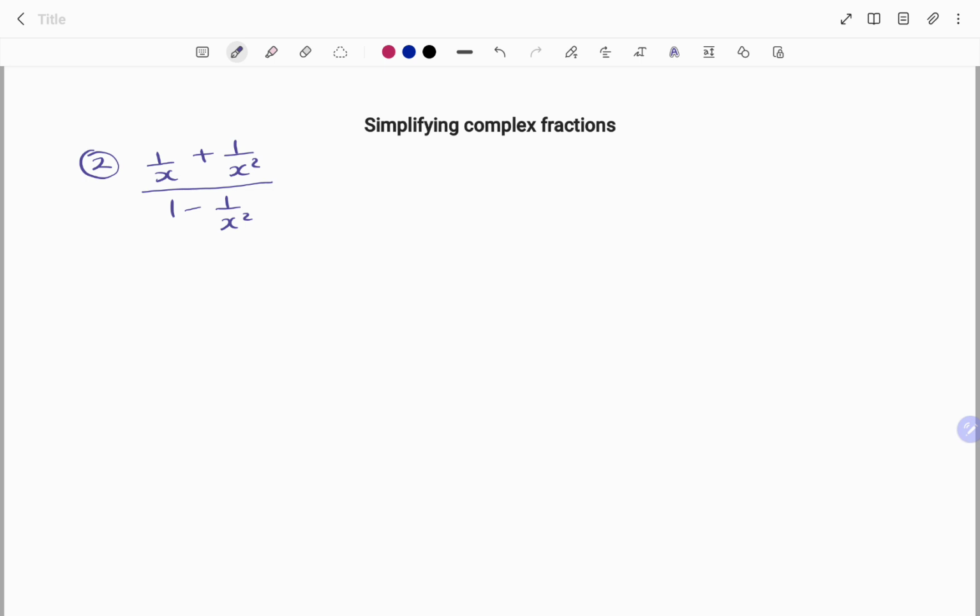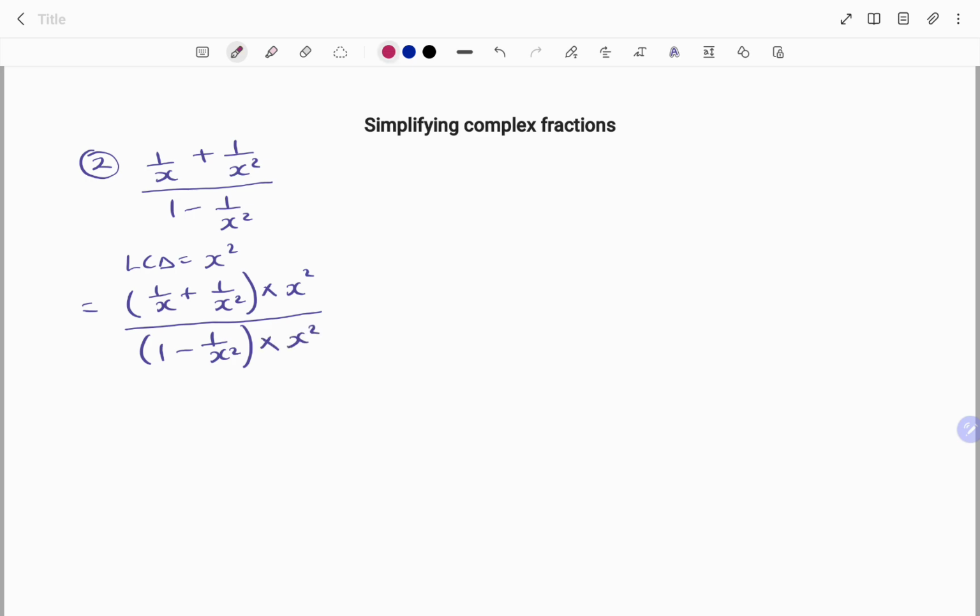In the next example, for my numerator, I have 1 over x plus 1 over x squared, and my denominator, I have 1 minus 1 over x squared. My LCD equals x squared, so I'm going to be multiplying my numerator and my denominator by x squared. At the top, I have 1 over x plus 1 over x squared, multiplying x squared over, which is my LCD. I'm going to do the same at the bottom, 1 over x squared, all multiplying my x squared.